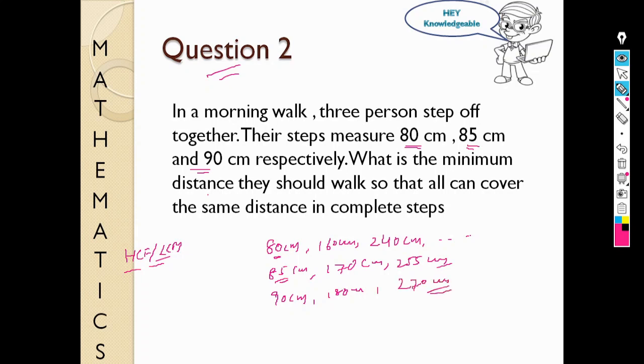So what is the question? What is the minimum distance they should walk so that all can cover the same distance in complete steps? So what the question is telling is that we are trying to find a number where the multiples of 80 centimeters, 85 centimeters, and 90 centimeters are equal. And we have to find the minimum distance, meaning that number should also be the first multiple where all these steps converge together. So this is a question of LCM.